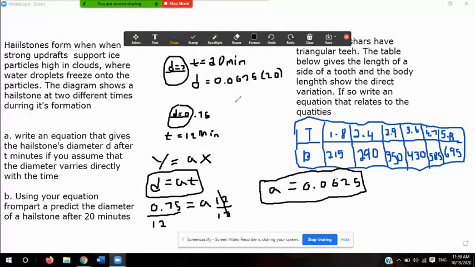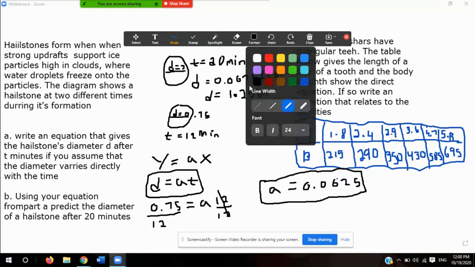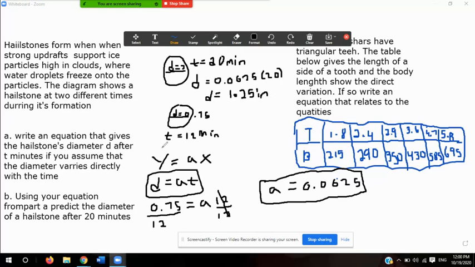So what I do now is I multiply d, or 0.0625, times 20, and the answer is approximately 1.25 inches. So that means that after 20 minutes, the hailstone now has a diameter of 1.25 inches. And ladies and gentlemen, that would be my answer for that example.